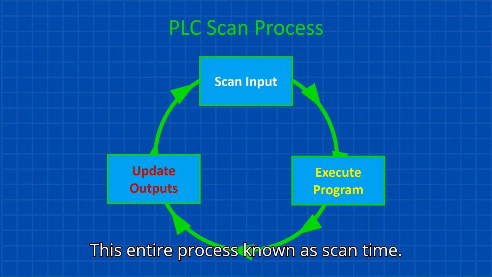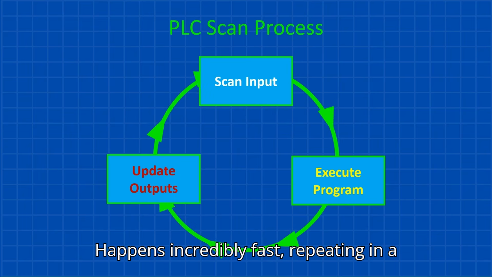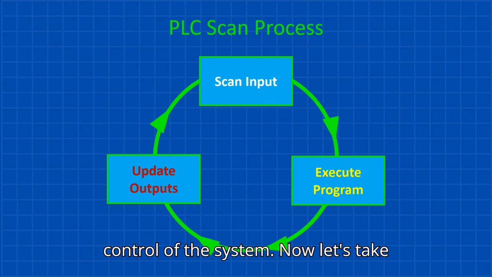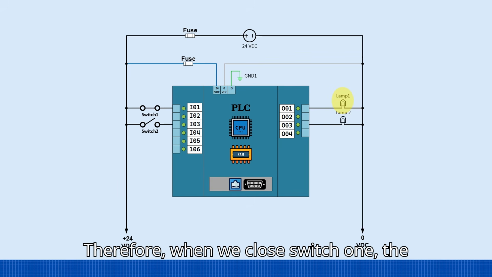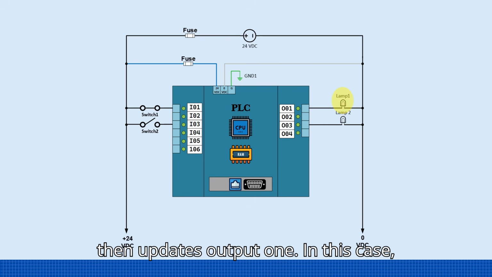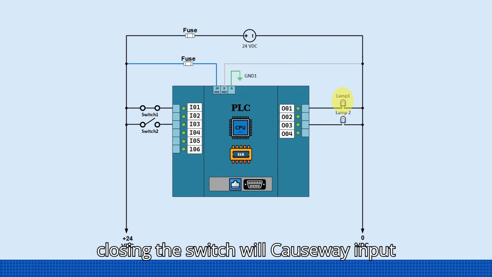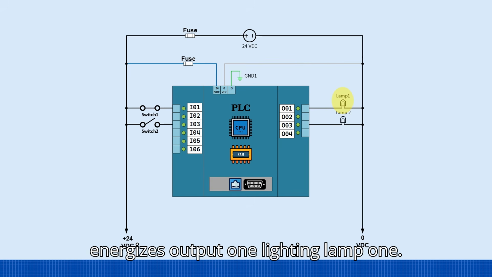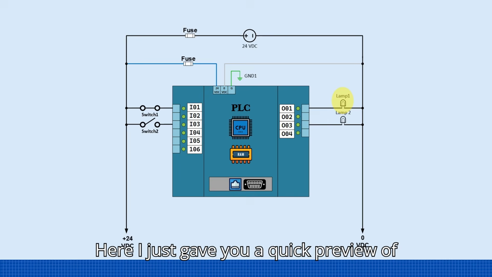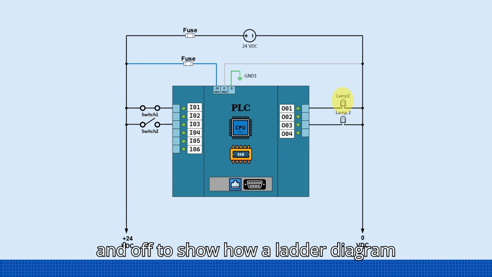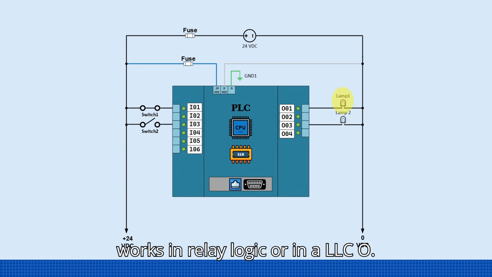This entire process, known as scan time, happens incredibly fast, repeating in a continuous loop to ensure real-time control of the system. Therefore, when we close switch 1, the PLC immediately scans the input state and then updates output 1. In this case, closing the switch will cause input 1 to turn on, which in turn energizes output 1, lighting lamp 1. Here, I just gave you a quick preview of manual control, simply turning a light on and off, to show how a ladder diagram works in relay logic or in a PLC.